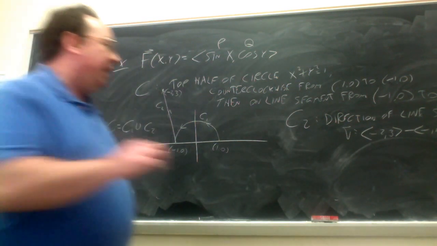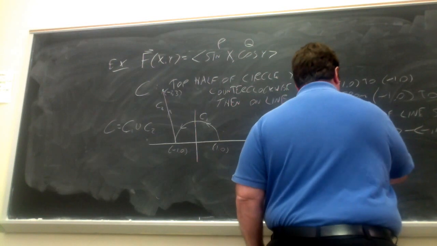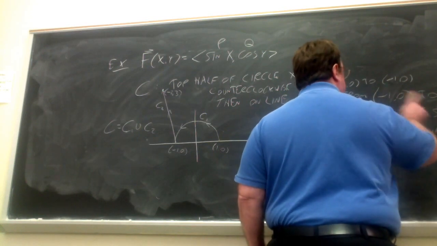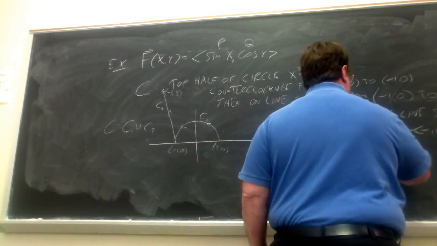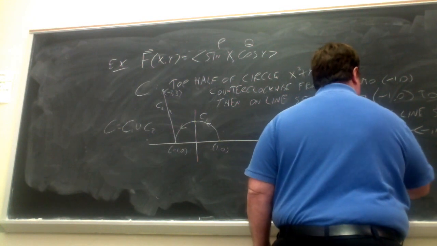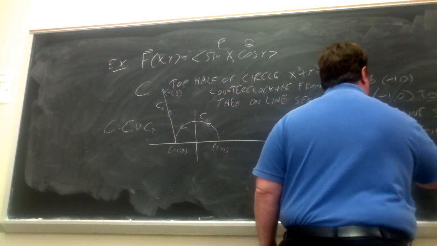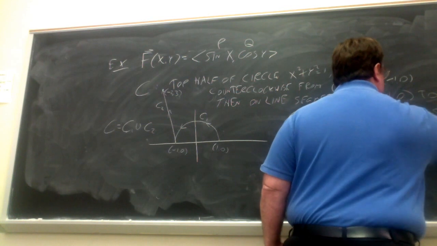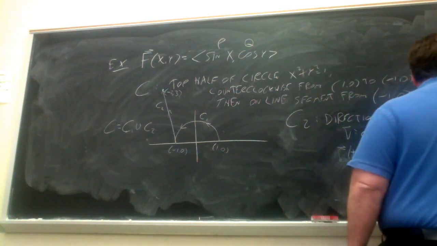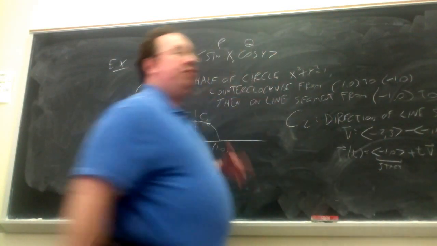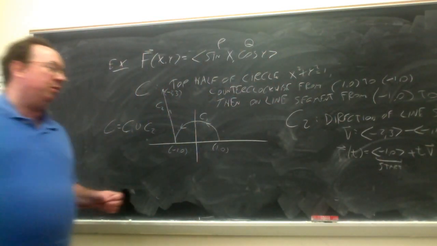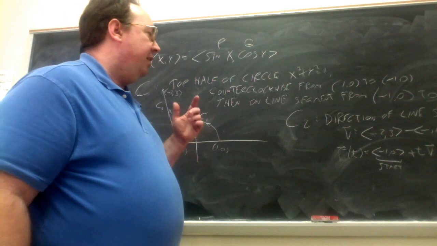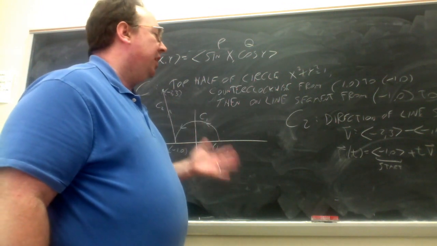So now your parametric equations, r(t) is equal to the starting point plus t times v, this vector v. And t goes from 0 to 1. So that's your standard approach that I used before to come up with parametric equations for a line segment.